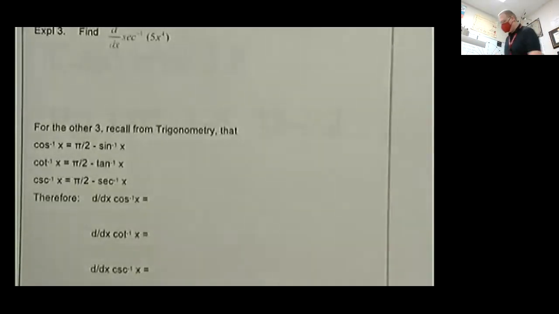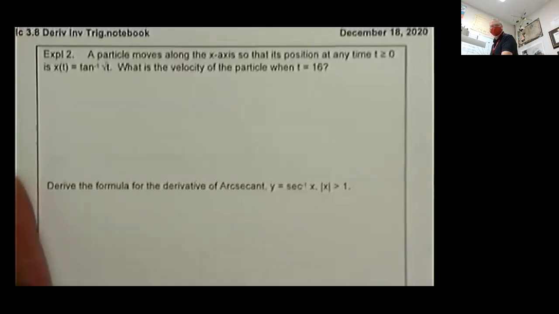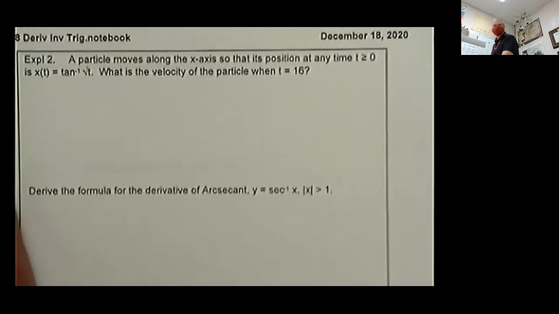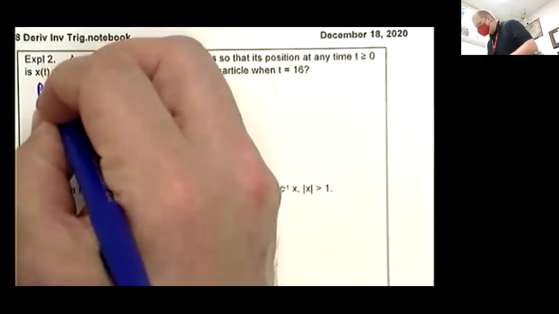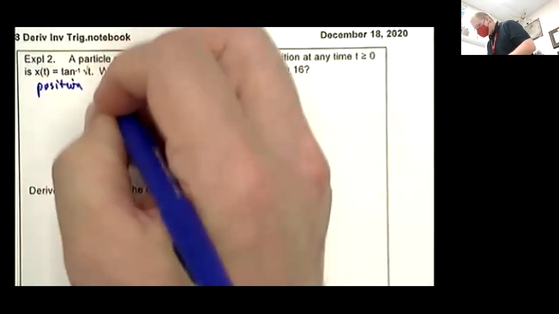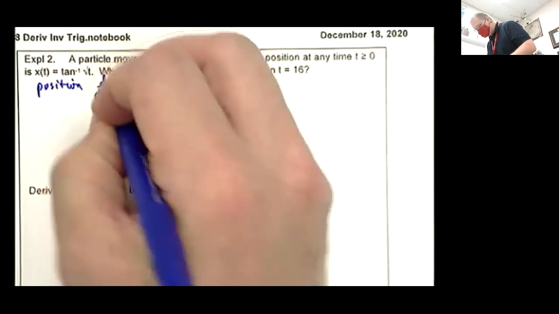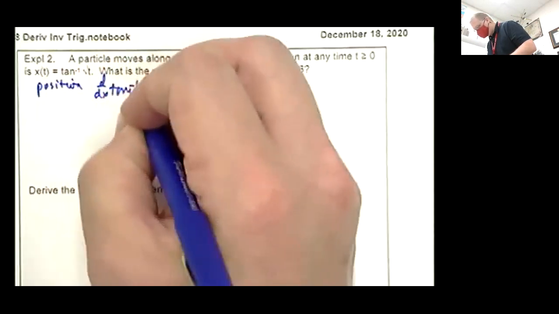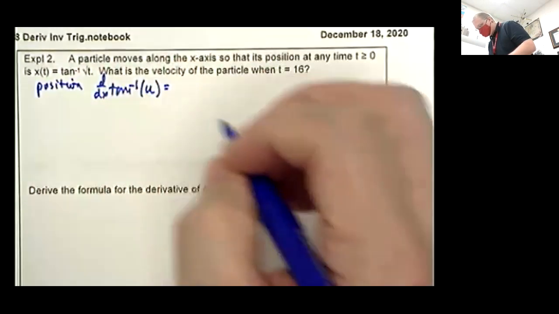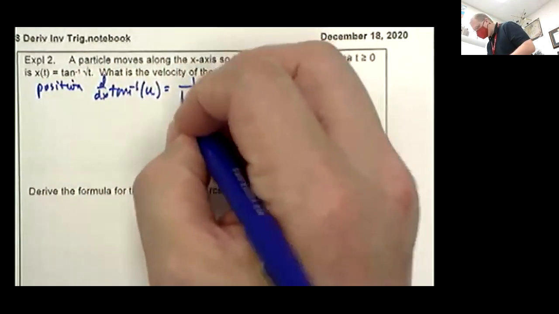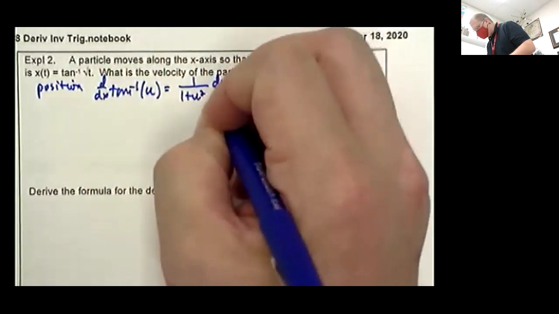All right, let's look at an example for that. A particle moves along an x-axis so that its position at any time t greater than or equal to 0 is x of t is equal to the tangent inverse of square root of t. What is the velocity of the particle when t is equal to 16? So let's review. This is our position function. And our formula is d dx of tangent inverse of u, and that formula again is 1 over 1 plus u squared du dx.